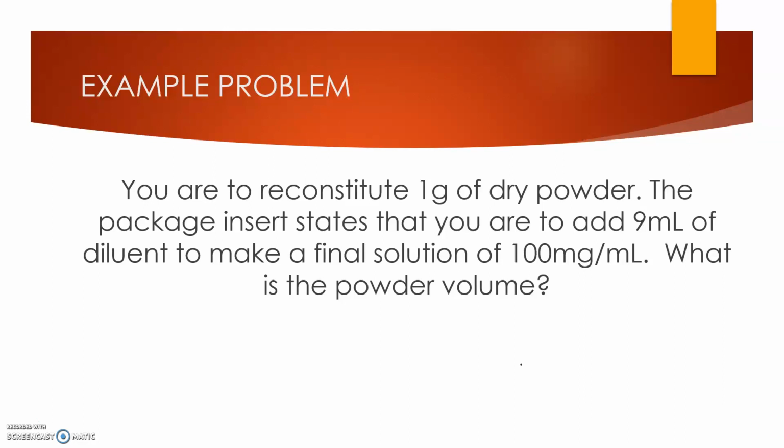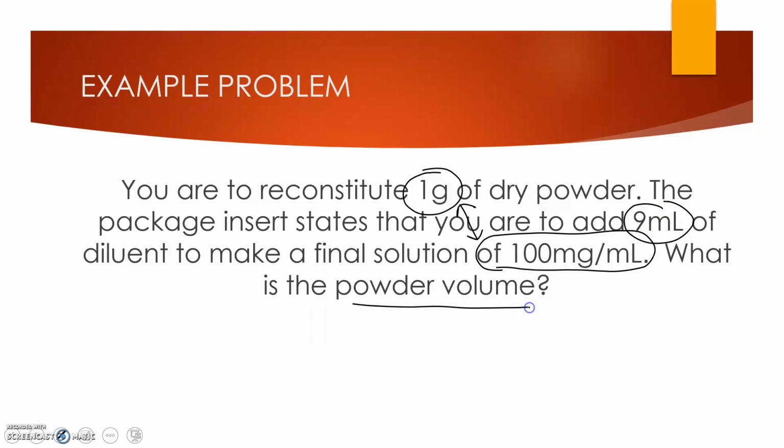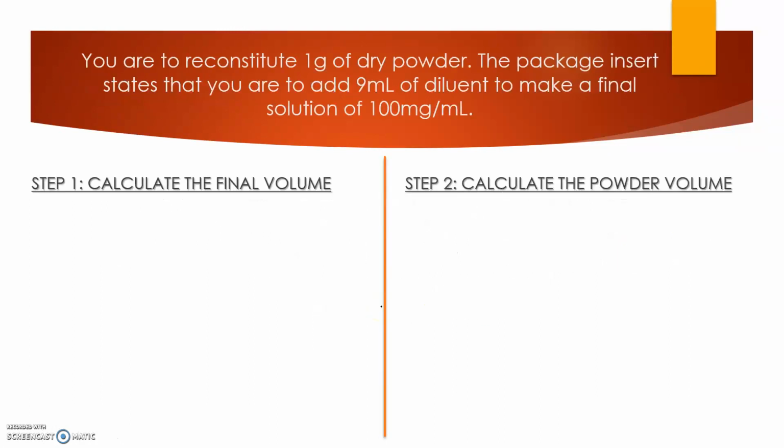So this one's a little more difficult because we have to find our final volume. How they get you to do that is they give you the concentration of the solution they want you to find. So the first thing you have to do is use how much we're going to reconstitute and the concentration of that final solution to find our final volume. Then we'll use how much diluent to then find our powder volume. So we're going to do this in two stages. Here's our question up here at the top.